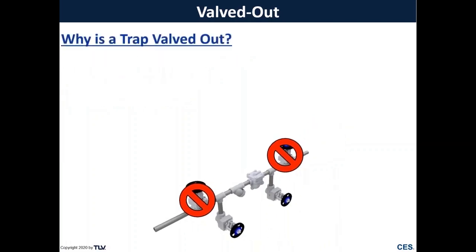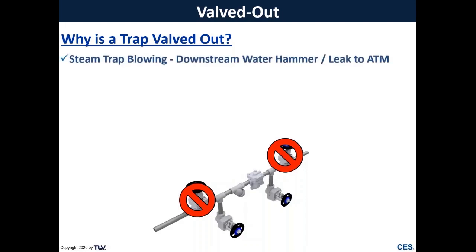So why is a trap going to be valved out? It seems kind of silly looking at it on the surface, but sometimes what happens is the steam trap is blowing, it's causing water hammer downstream, or it's leaking to the atmosphere, causing a safety issue. So the operators come by and they close it and they fix the leak and they solve the water hammer. But they've also created a cold CDL that backs up condensate.